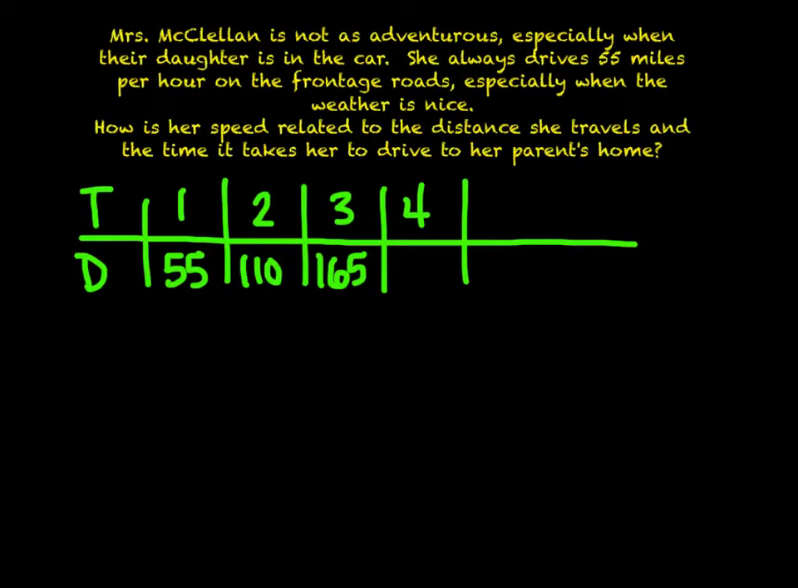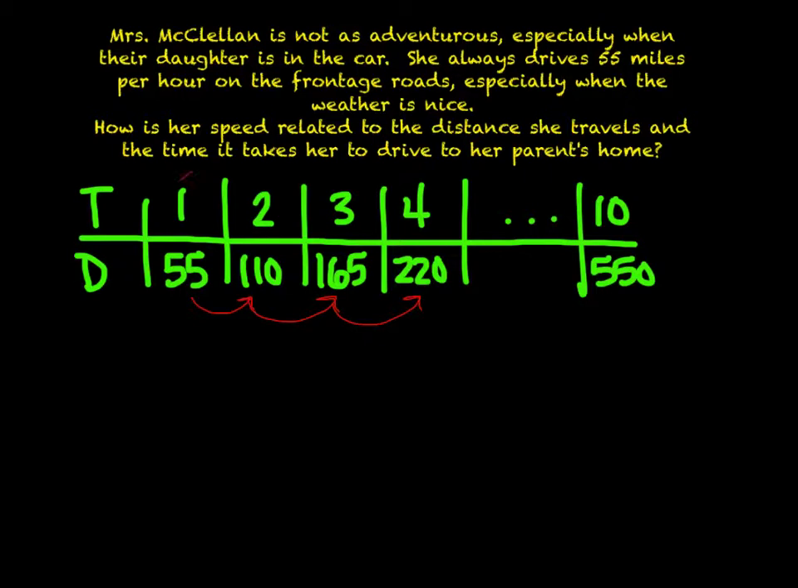If she's at 4 hours, she's at 220 miles. We can continue this on forever and figure out how far she's going in 10 hours, and we could say 550 miles. Regardless, we're seeing a very interesting trend. What I'm seeing in this trend is the following. We're pretty used to linear equations already. So with linear equations, we're able to see patterns in various tables that we create and see how things change.